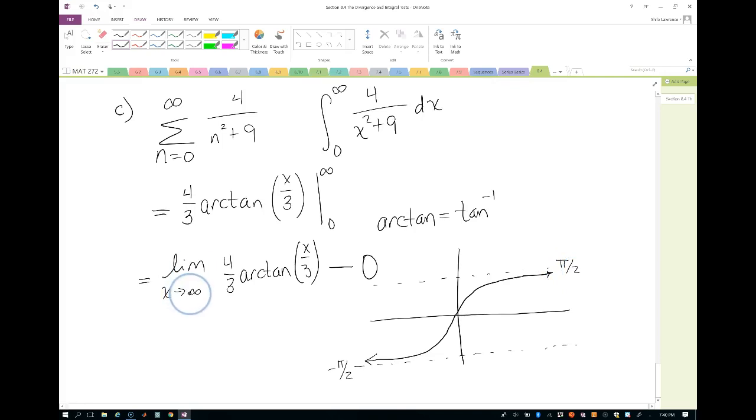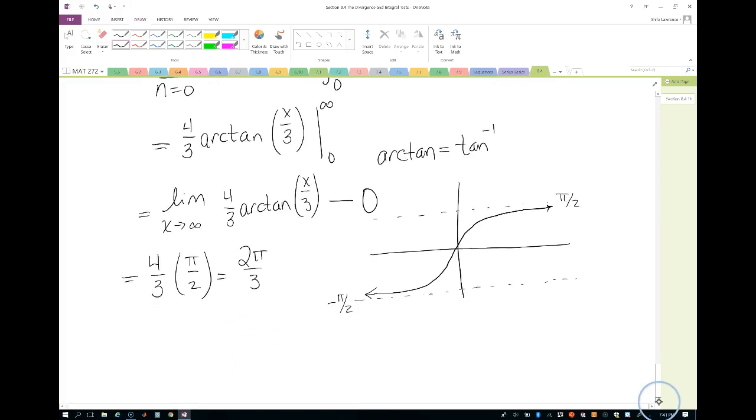So the limit as x approaches infinity, so infinity over 3 is still infinity. Dividing a giant number by 3 is not going to change the fact that it's a giant, giant number. Now we're talking millions and billions here. So we're still interested in the limit as x approaches infinity. Arctan of infinity is approaching pi over 2. So what we have here is 4/3 times pi over 2, or 2 pi over 3. The exact value really doesn't matter.